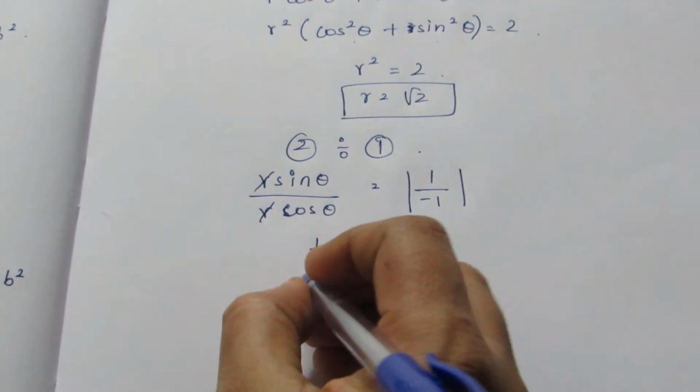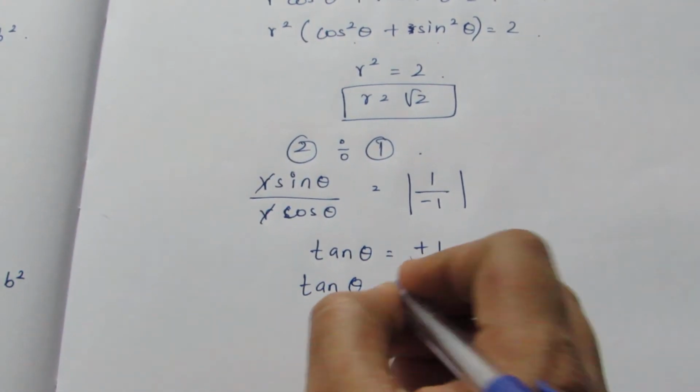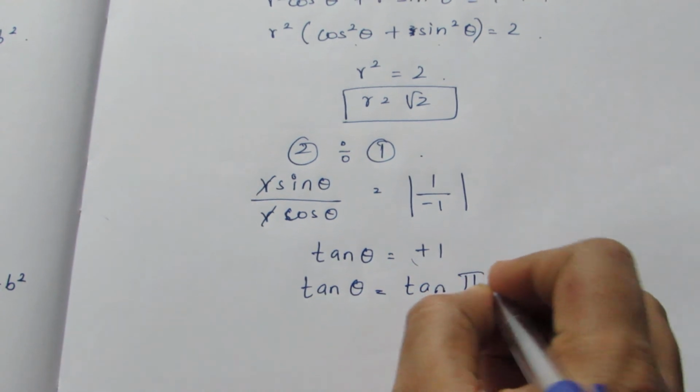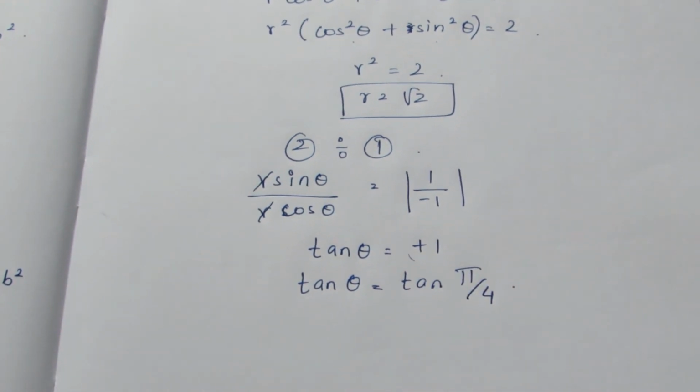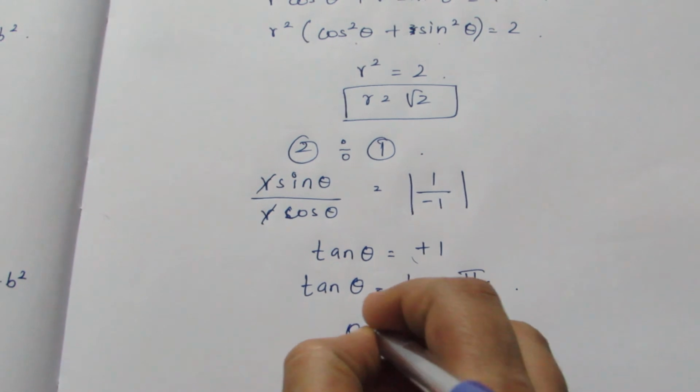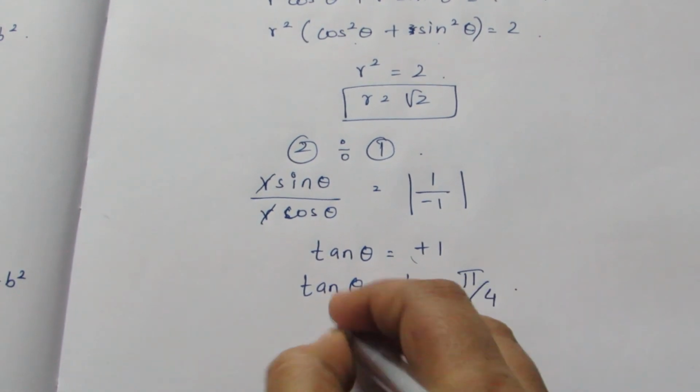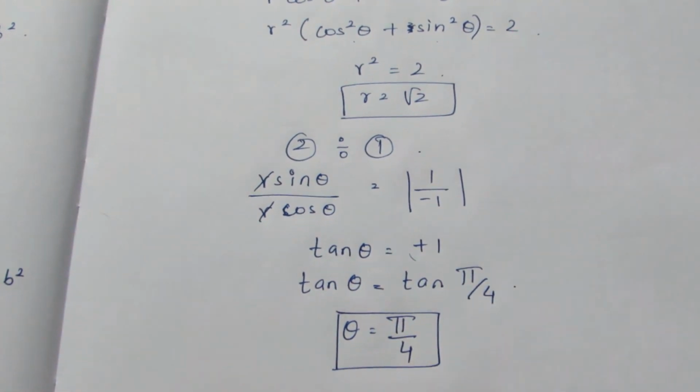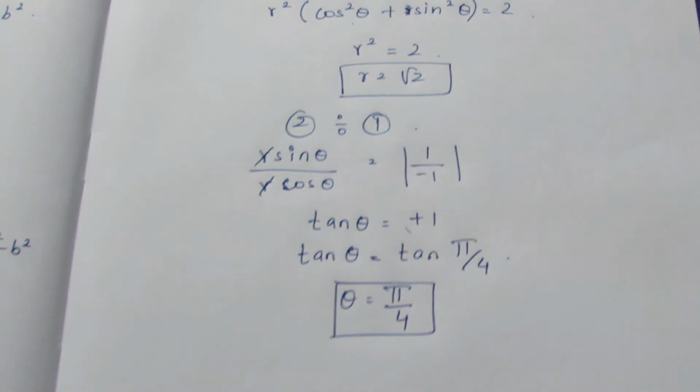We know that tan 45 is plus 1. So tan theta equal to tan pi by 4. We can write 45 as pi by 4 because we know that pi value is 180 degrees, so 180 degrees divided by 4 becomes 45 degrees. So now theta value is equal to pi by 4. We can't substitute this theta value into sin theta or cos theta, because we need to substitute only the argument value.